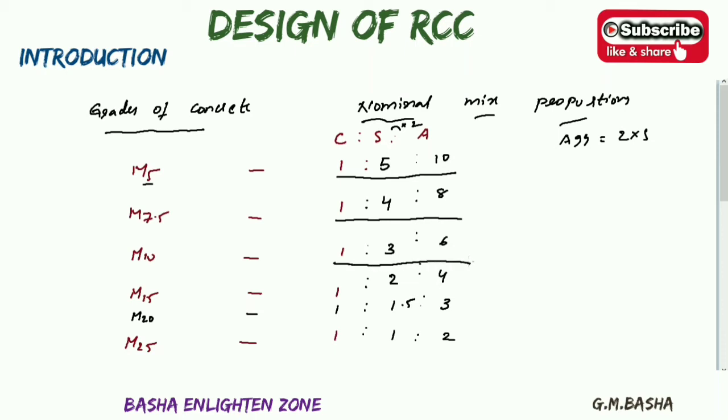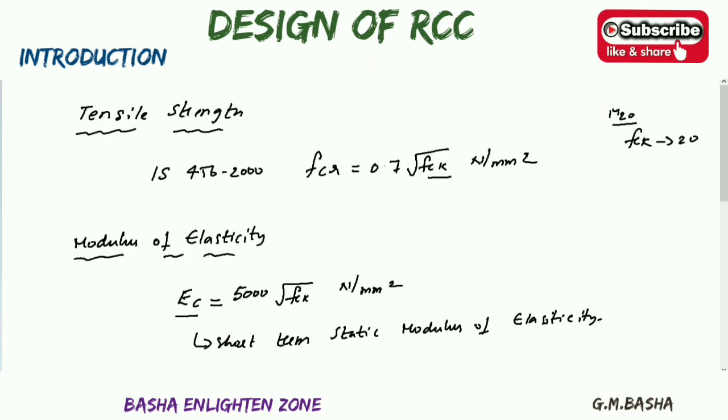I am just telling the logic in what way you have to remember easily. For M20 it will be 1 is to 1.5 is to 3, and M25 will be 1 is to 1 is to 2. And what about M30 and above? Those can be designed in the field directly, and you will get those proportions. But whatever the standard values, please remember them in this logical way, then it will be easily remembered. Then going to the next step, which is the different methods of RCC design.